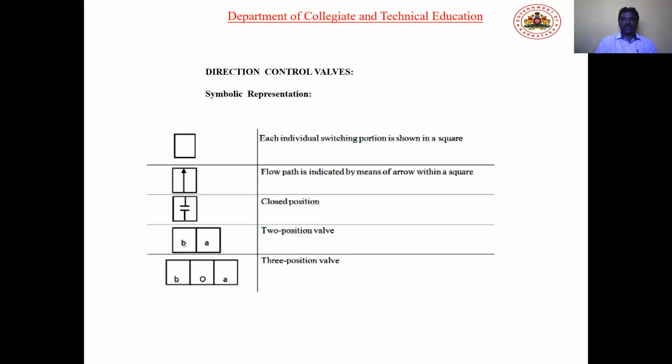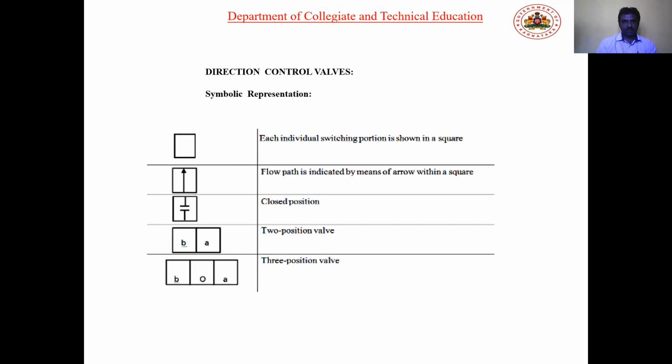Coming to the directional control valves, as the name itself indicates, it controls the direction of flow of a fluid inside a hydraulic system. These direction control valves are abbreviated as DCV, and these valves are represented by symbols. Instead of drawing the complete valve, it is easy to represent the valve by a symbol. These figures show the symbolic representation of valves.